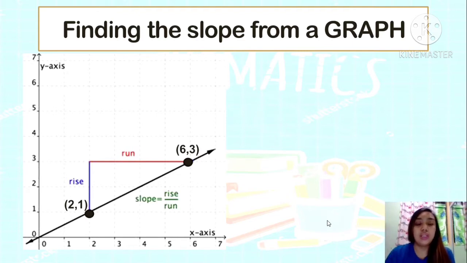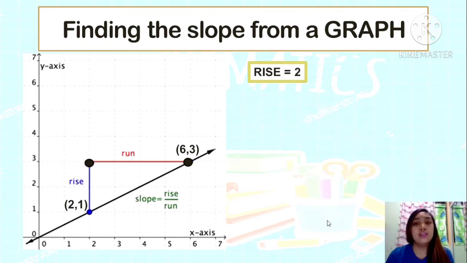Okay na? Sige. So, follow the point (2, 1). Magbilang tayo, rise, pataas. 1, and then 2. Bakit tumigil tayo sa 3? Kasi doon nakatapat yung point ni (6, 3). So, ano yung value ng rise natin? Siyempre, positive 2. Bakit positive 2? Kasi nag-move tayo ng upward.